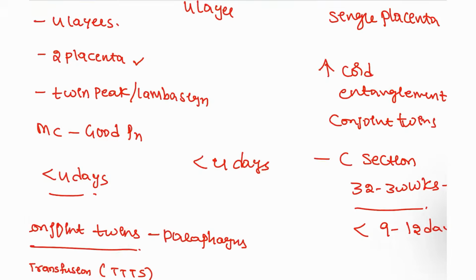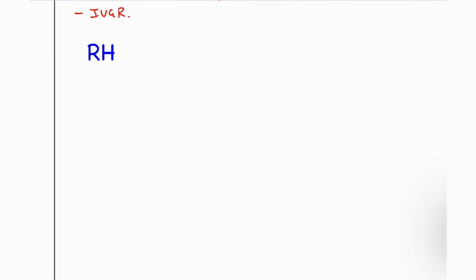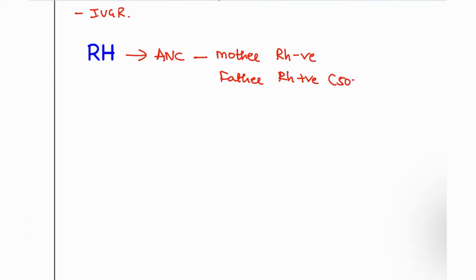Now we will discuss Rh incompatibility. So let's see what is meant by Rh incompatibility. When the mother is pregnant, at the first antenatal visit, what do you have to do? You have to check the mother and father's status. If the mother is Rh negative but the father is Rh positive, there is a 50% chance the fetus will also be Rh positive. This mismatch is known as Rh incompatibility.